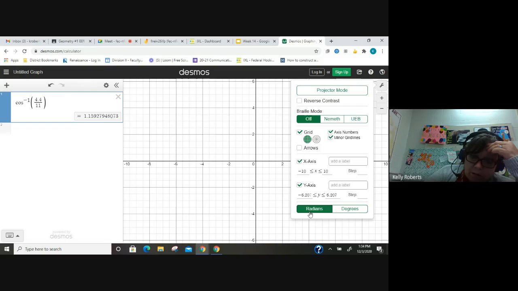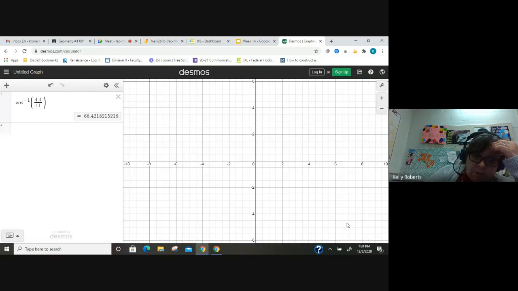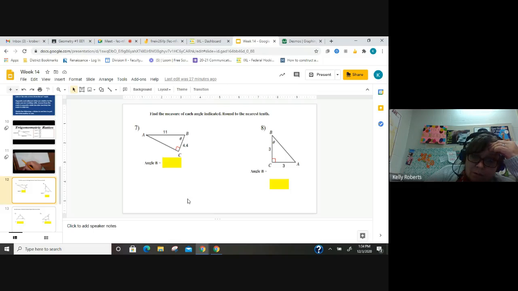aha, down here at the bottom, I have radians and degrees. Angles are degrees, they're not radians. Everything you do is in radians in math up to this point. But now we're in degrees. So now it's 66.4, and that makes so much more sense. That looks like it could be about 66 degrees. So 66.4 is the answer here.